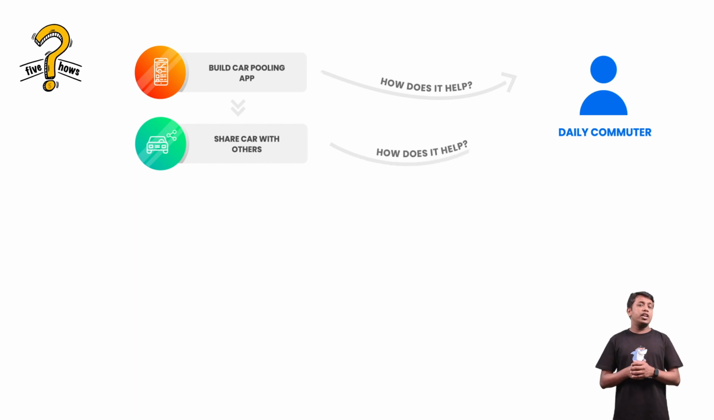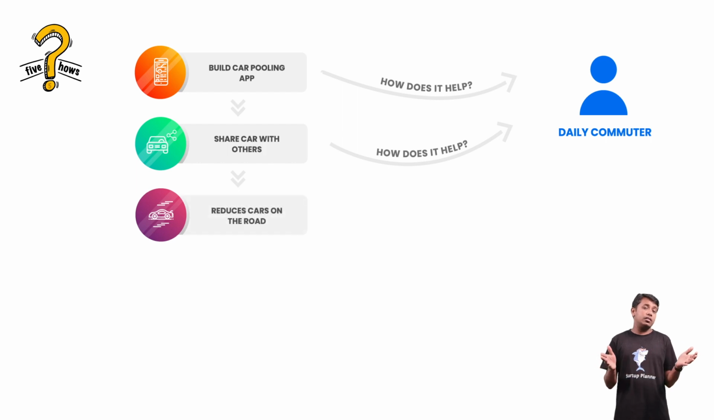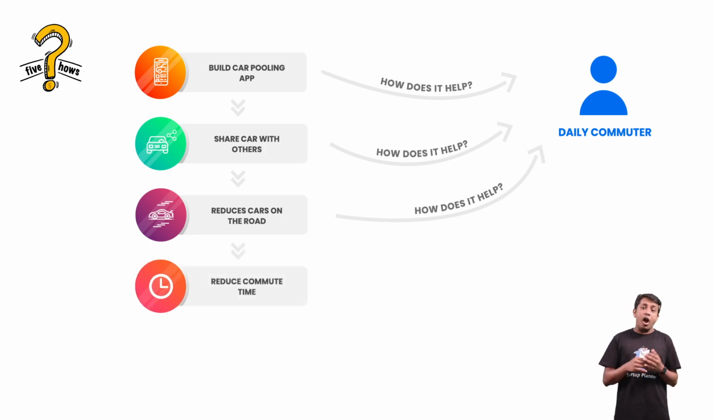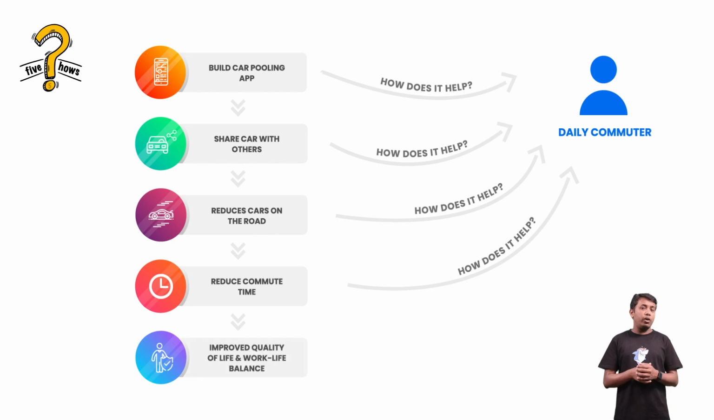How does sharing a car with other commuters help the daily commuter? It helps in reducing the number of cars on the road. How does a reduced number of cars on the road help our daily commuter? It helps in reducing the commute time. How does reduced commute time help our daily commuter? It helps in spending less time on the road and more time with family and at work, basically having a work-life balance. Now that we have hit the life of the end users, let's stop here.